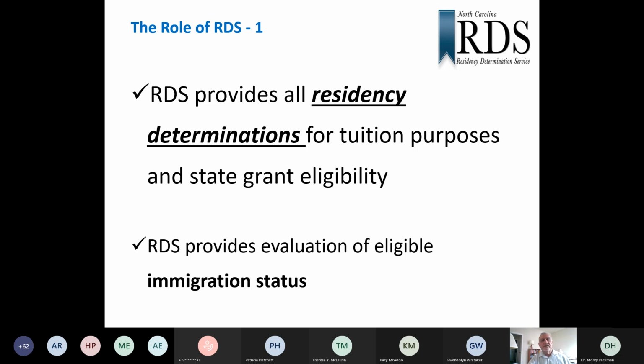Another thing that RDS does is it screens for eligible immigration status. If they say they're a non-citizen, RDS collects the documentation, reviews it, and determines if they have an eligible status. And we'll talk later about tracking, but if they have a permanent status, there's no need for the campus to worry about that. If they're what they call the green card holder, the lawful permanent resident, it's permanent. It's like a US citizen, it's permanent. If they have a temporary status like a visa, then we pass on a flag because those have to be tracked because their eligibility is only as good as long as they have an eligible visa.